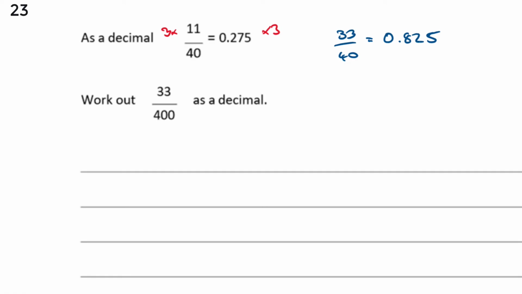And then, how do I go from 33 40ths to 33 400ths? I can do that by dividing both sides by 10, can't I? So divide by 10, divide by 10. So 33 over 400 on the left, dividing 0.825 by 10, it's going to be 0.0825, just shifting it one decimal place to the right. Okay, so 33 400ths is going to be 0.0825.